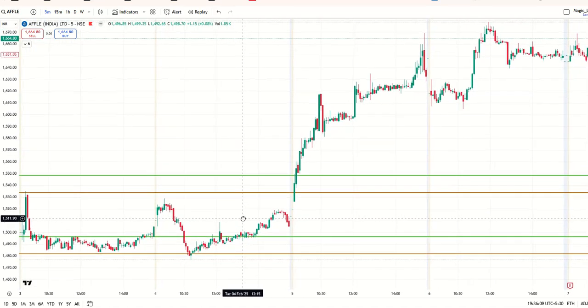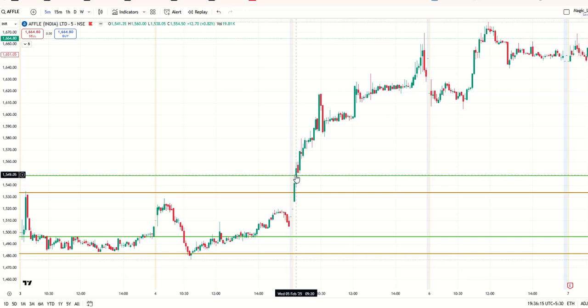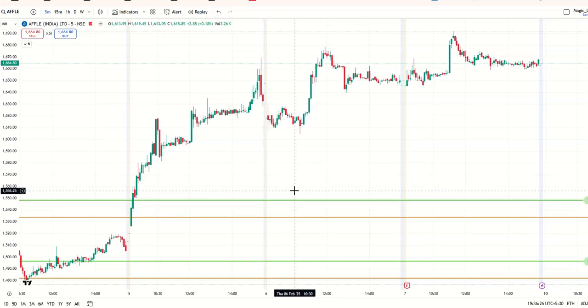Only once the price actually crosses this level, on the fifth, Wednesday, is it a good opportunity for you to take a trade. If it is an FNO stock, you can take an option, or you can buy the future, or you can buy the stock. It depends on your capital and your plan of trading.